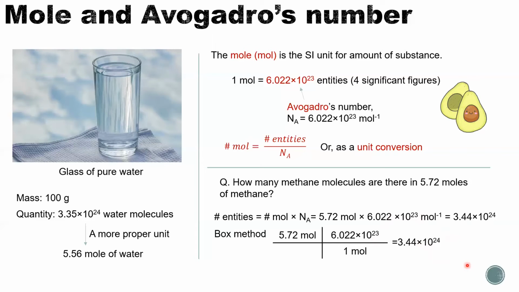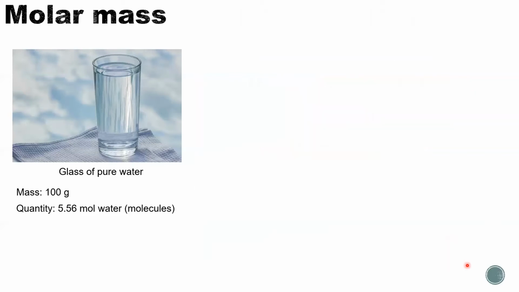When we talk about moles, which is quantity, we usually will also talk about mass. So now we know within 100 grams of pure water, there are 5.56 mole of water molecules. So what is the mass of 1 mole of water? Well, we can use this 100 grams divided by 5.56 mole. Then you can get the number 18 grams per mole. So for each mole of water, you have 18 grams.